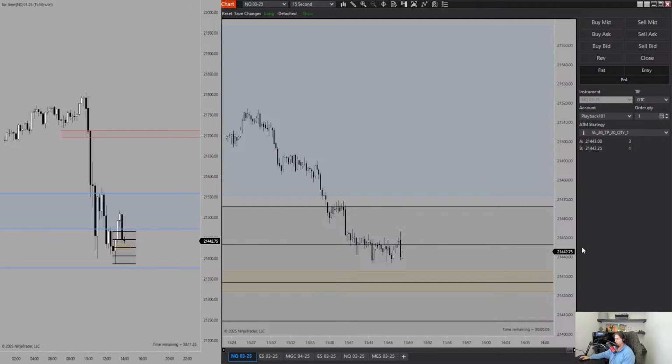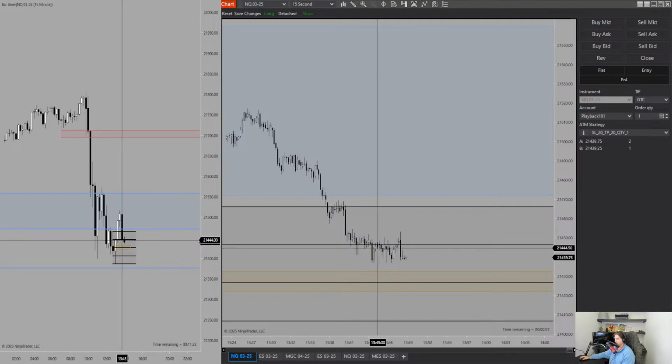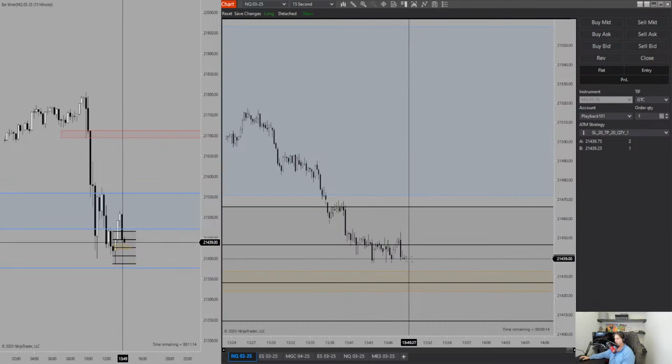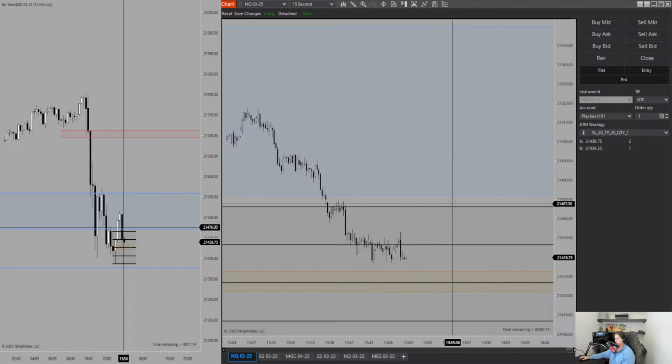All right, we're getting a little bit of an accumulation model happening right here. So look, we're ranging, we took the high. If we take this low, come back up, boom, boom, this would be a reasonable long option. Let's see how this trades.